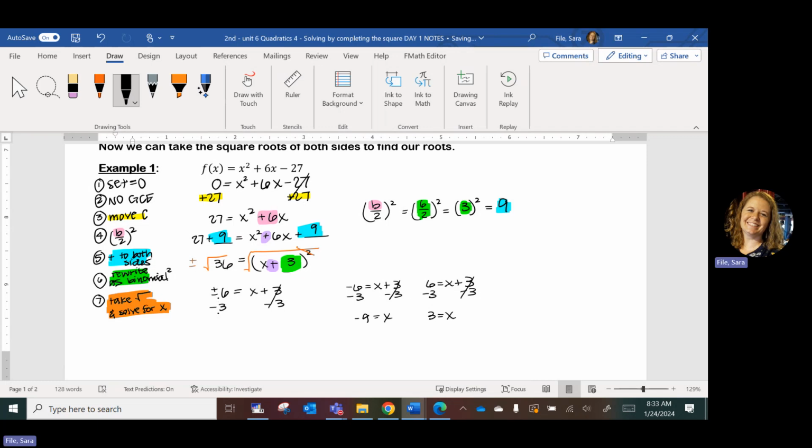Or over here, just in your head, be like, well, negative 6 minus 3 would be negative 9, and 6 minus 3 would just be 3. So we get the same solutions, whether you write it just as a list or write it separately as x equals, right? So I'll put a little or there.